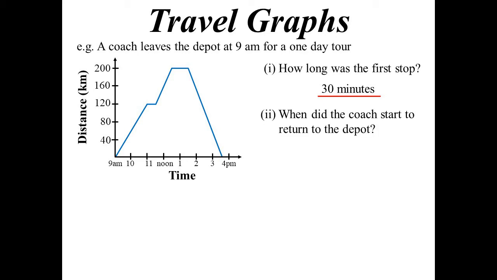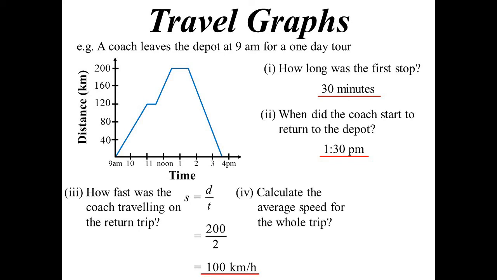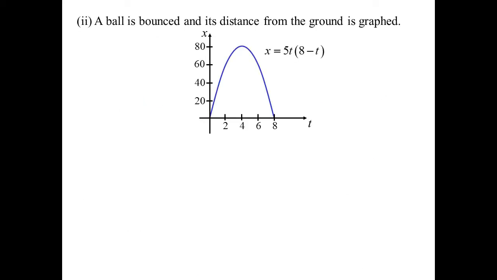When did the coach start to return to the depot? Well, at 1:30, because that's when it's changed from increasing to decreasing. How fast was the coach travelling on the return trip? And that's why we get nice straight lines so you can work it out nice and easily. Oh, distance over time, 100 kilometres per hour. What's the average speed for the whole trip? So they've travelled 400 kilometres and in 6.5 hours, so 61.5 kilometres per hour. But now, because we've got calculus, we don't have to have straight blocky lines and things like that.